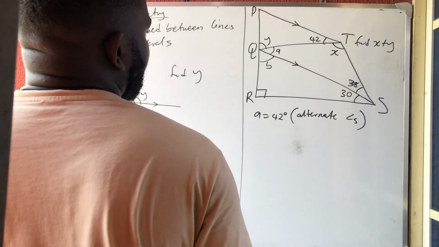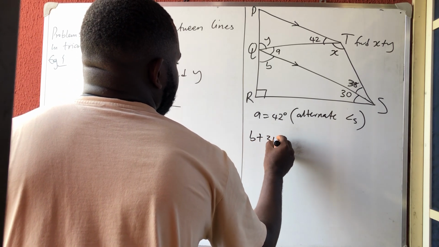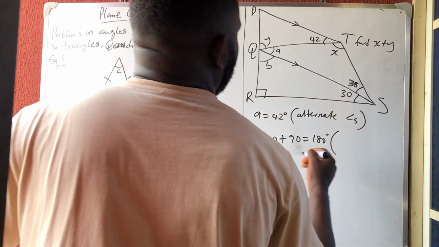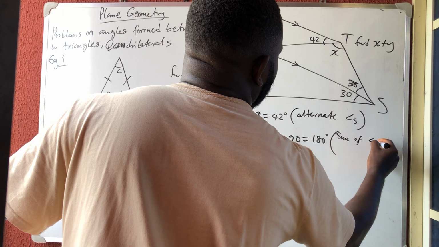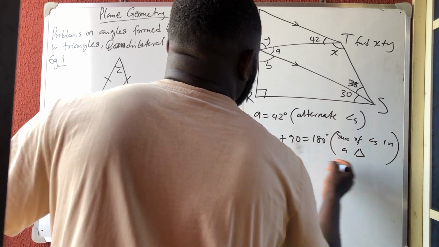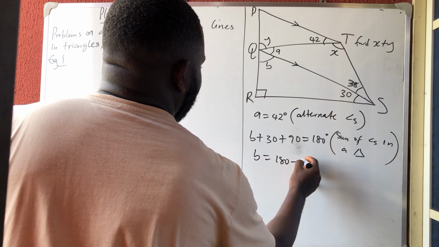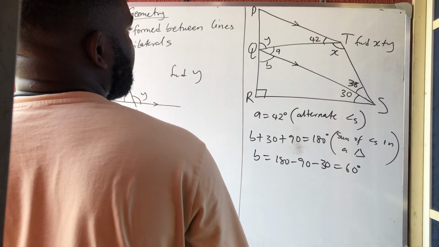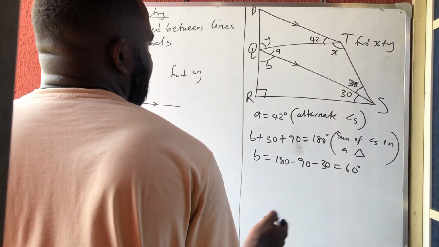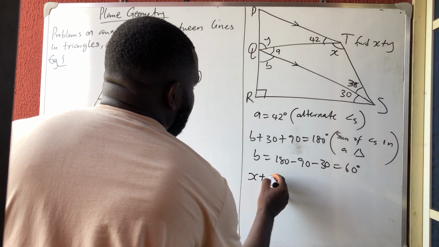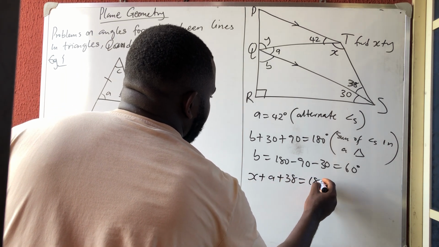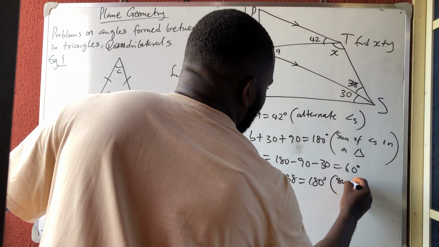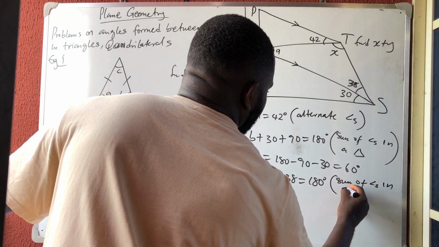Now to get our B, we will say that B plus 30 plus 90 is equal to 180 degrees. The reason is sum of angles in a triangle. So B is equal to 180 minus 90 minus 30, which is 60 degrees. Now to get x is very simple. X plus A plus 38 is equal to 180 degrees. The reason is sum of angles in a triangle.